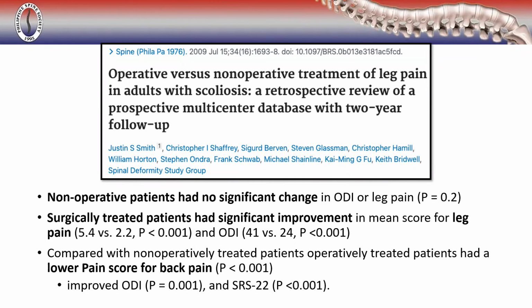When we look at operative versus non-operative treatment, a retrospective review reports that patients who underwent surgery do much better when it comes to scores for leg pain and back pain, compared to non-operative patients, who had no significant change in their condition, and this is over a 2-year follow-up.